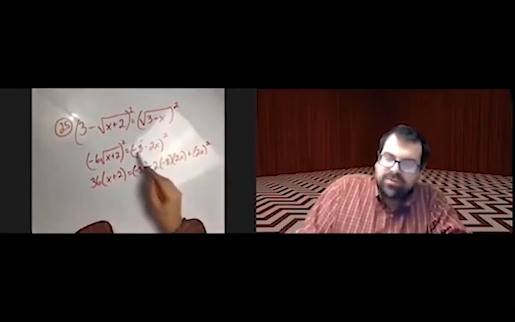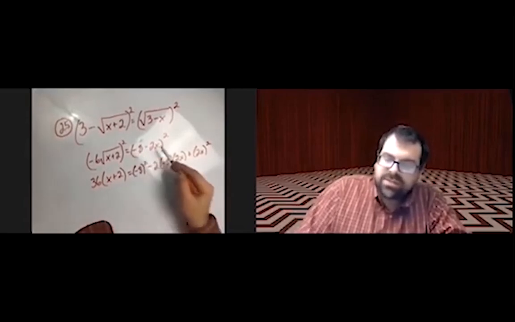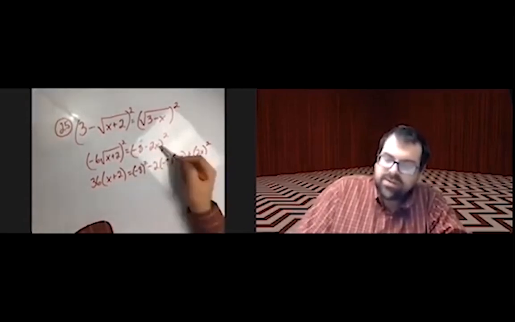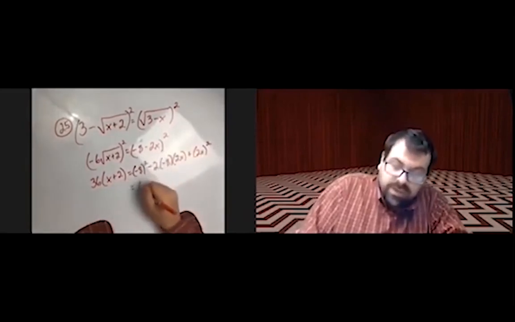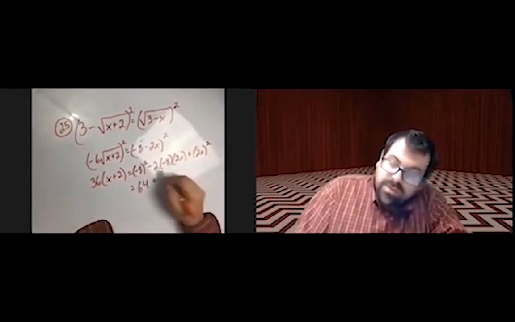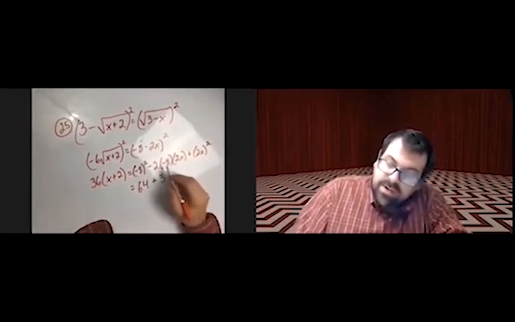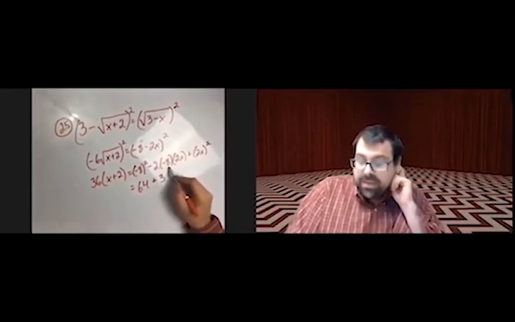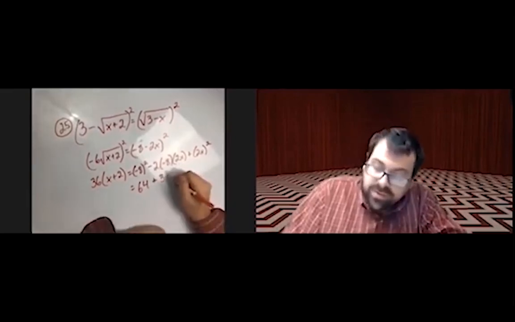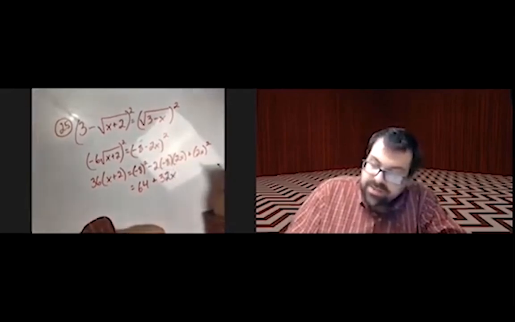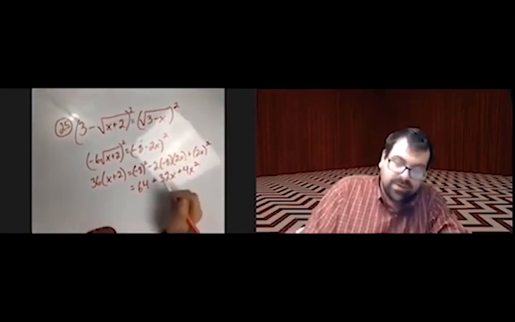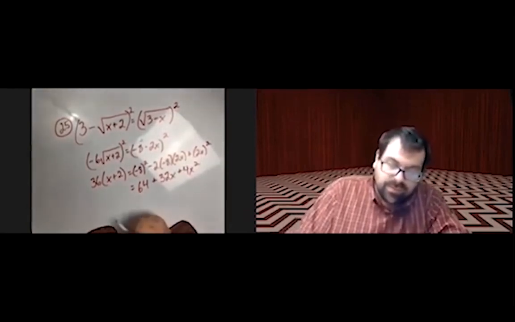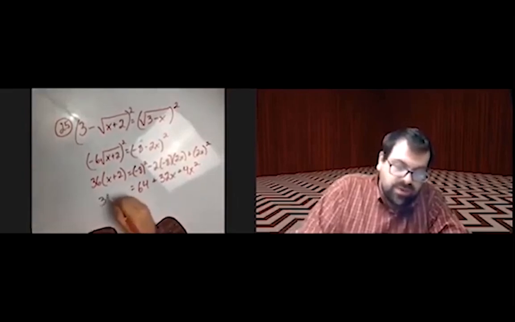So again, same formula: square the first, minus 2 times the first times the second, plus square the second, or FOIL it with itself. You'll get 64 plus 2 times 8 is 16 times 2 is 32x, plus 4x squared. And over here, distribute the 36, 36x plus 72.